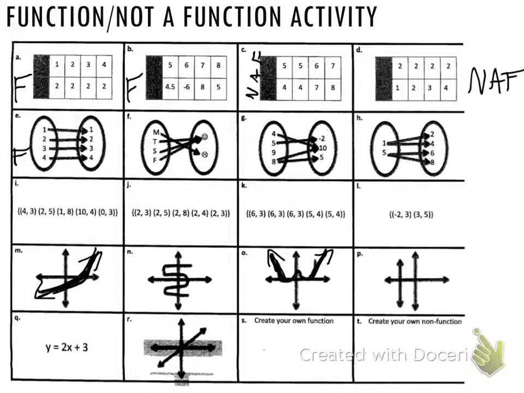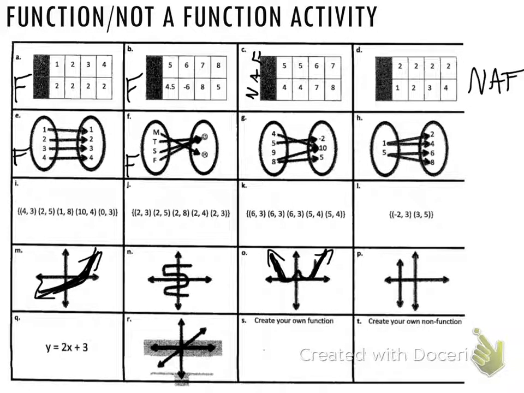Letter F, function, not a function. Function. Once again, all my x values are only going to one y value each. Some of my y values are getting multiple x values, but that's perfectly acceptable, correct? I'm just looking at the x values, making sure none of those repeat.